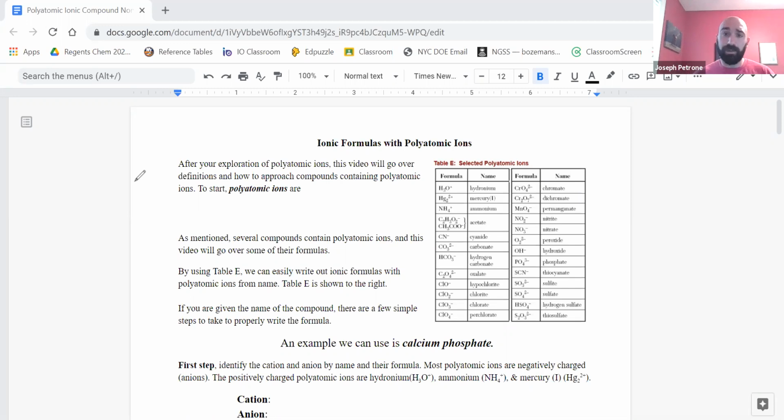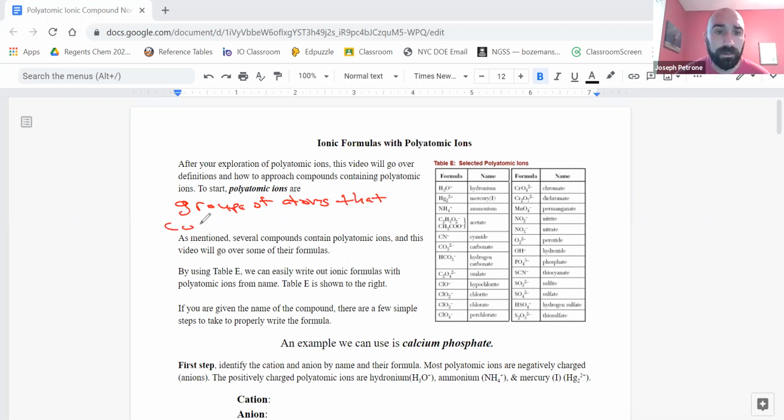So after your exploration of polyatomic ions, and that happened with the POGIL activity with your groups, this video is going to go over some definitions and how to approach these compounds that contain polyatomic ions. So to start, I'm going to give you a definition. Polyatomic ions are groups of atoms that come together to form a charge.